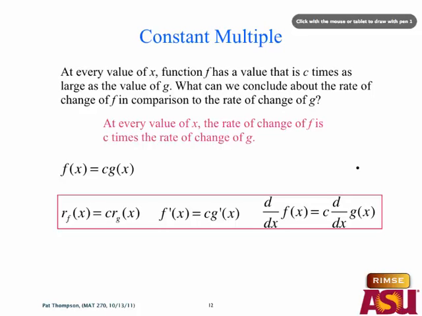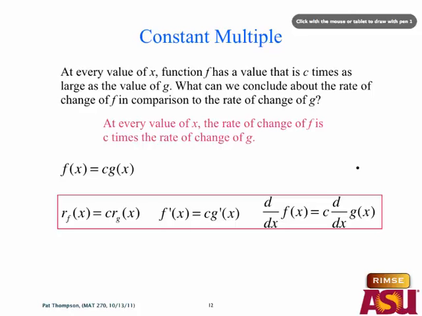Okay? And so here's the rule. We didn't actually prove this one using the rate of change function, but this is the generalization of what we did with the speeds. If F has a value that's C times as large as the value of G, then its rate of change is C times as large as the rate of change of G. So that's a third rule. This is called the constant multiple rule. If you have a constant multiple times a function, the rate of change is the constant multiple times the rate of change of the function.